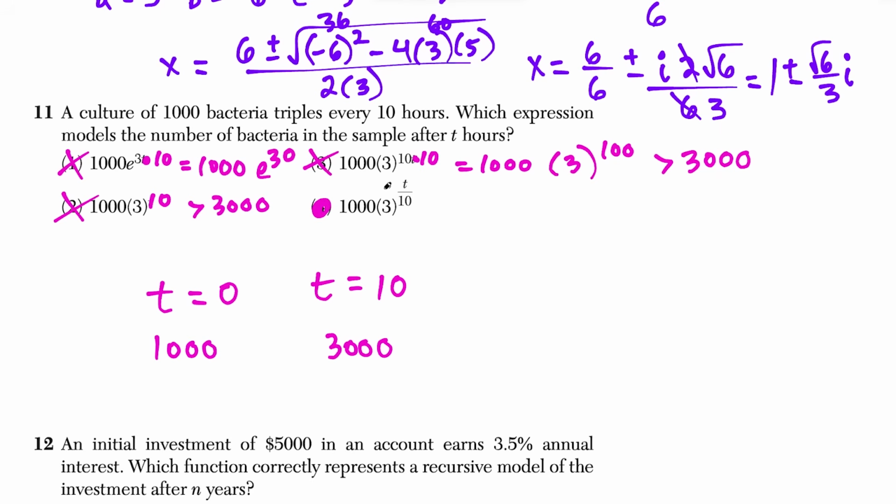But let's see why. So here, notice that t is being divided by 10. So if we plug in t is equal to 10, this is going to give us 1,000 times 3 to the 10 divided by 10, which is 1. And if we just do 1,000 times 3, we get exactly 3,000. So choice 4 is definitely correct.